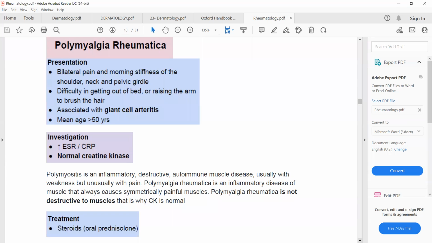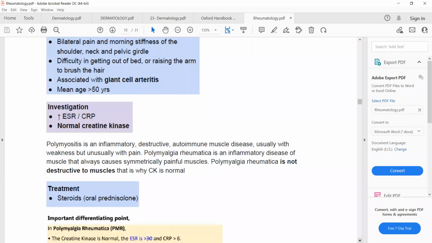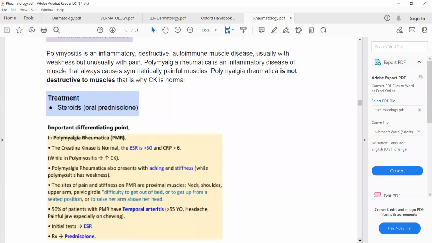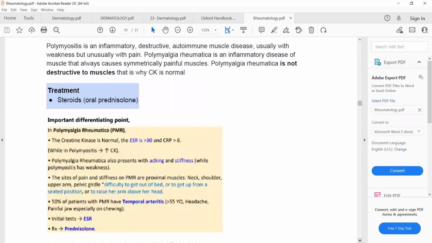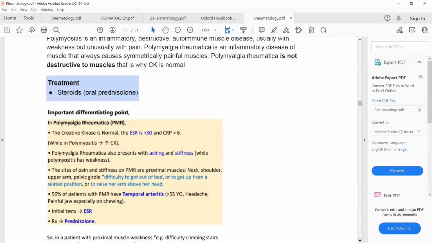So if someone presents to you with proximal muscle weakness and he has features of temporal arteritis such as unilateral headache and painful jaw, especially on chewing, then the most likely diagnosis will be polymyalgia rheumatica. So this association is important to remember, that polymyalgia rheumatica is associated with giant cell arteritis.